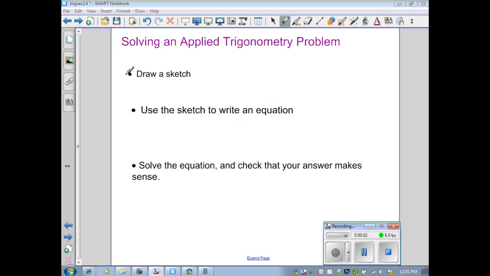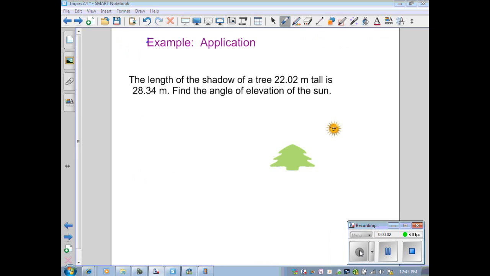The next slide shows a procedure used to solve problems involving angles of elevation and depression. Step 1, draw a sketch. Step 2, use the sketch to write an equation, probably using trig functions. And step 3, solve the equation and check that your answer makes sense. Let's look at an example.